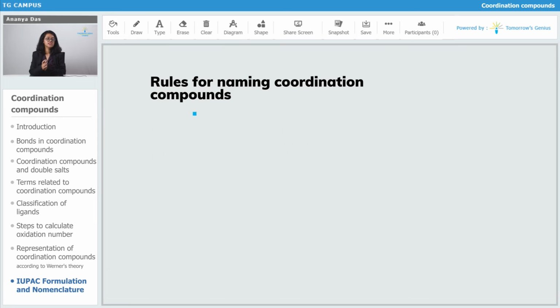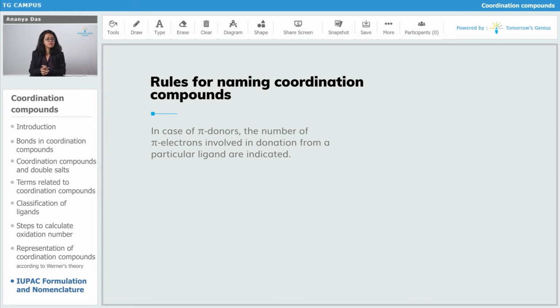Now the next rule is, in case of pi donors, the number of pi electrons involved in donation from a particular ligand are indicated. Now how is the number of pi electrons involved in donation indicated and what does it actually mean? First of all, we'll see how it is indicated. It is indicated by a term called hapticity, which is written as eta raised to the power x. And this x here determines how many pi donors are involved.